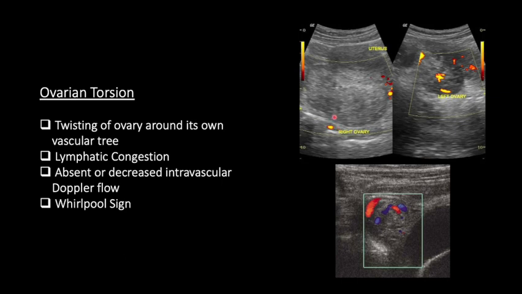Another finding that can be seen is the whirlpool sign, which shows twisting vasculature seen down here. And you can emphasize this by putting on color flow, which will show these alternating patterns of forward and backwards flow that, if you translate the probe, sort of looks like it's twisting or whirlpooling as you move down the axis of torsion. These are also signs that you can see in testicular torsion as well.